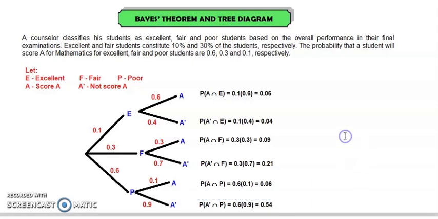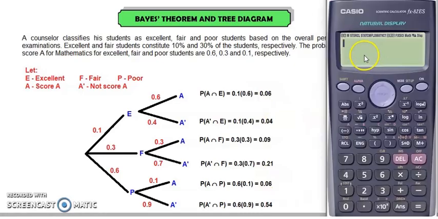Okay, recall. For each event, the total probability must be equal to 1. So note here that each branch total must be equal to 1. Each branch here also must be equal to 1, the total probability. This one also must be equal to 1, and the last one also must be equal to 1. So as a whole, the total probability here also must be equal to 1.